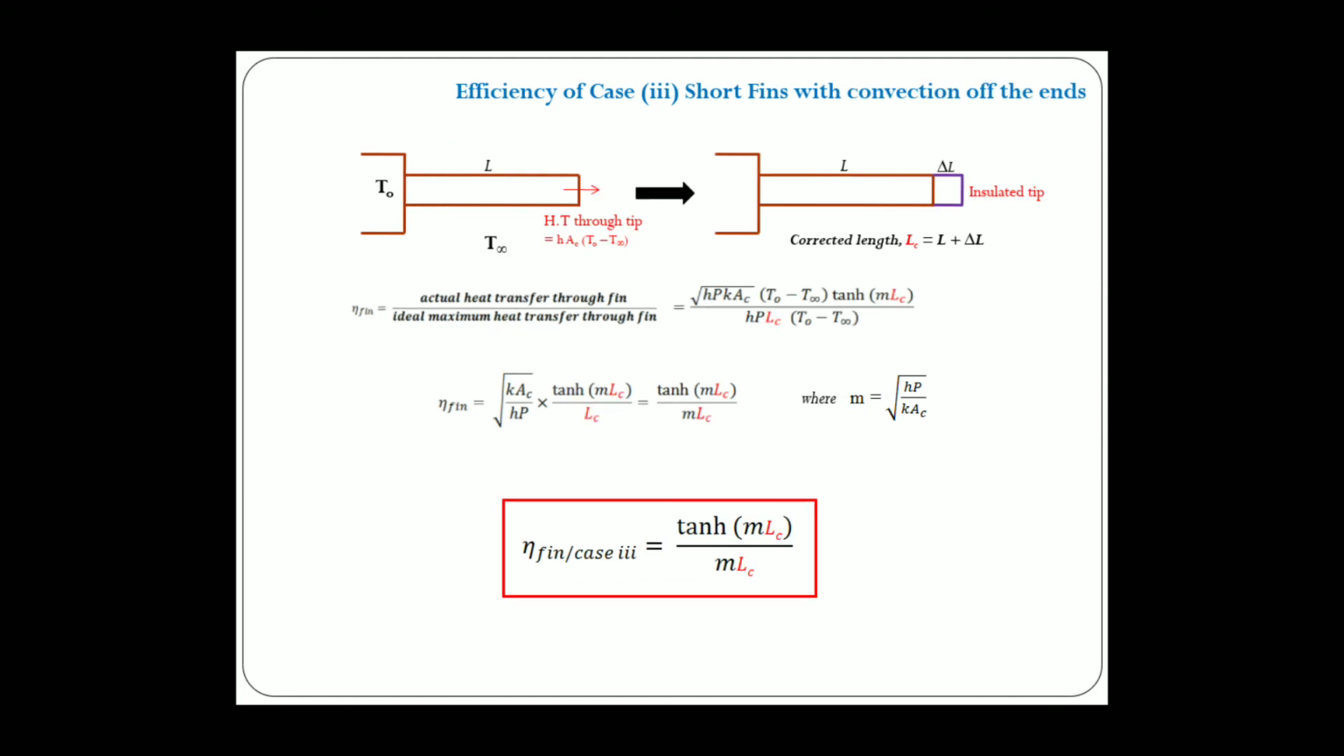Similarly, case 3 fins have a somewhat complex expression for heat transfer. As we already discussed, you convert it into case 2 by correcting the length using the corrected length approach. So L becomes L_c, equivalent to case 2. Now you can apply the actual heat transfer as root hPkA_c into (T0 minus T infinity) into tanh(mL_c). So the efficiency for case 3 fins will be similar to case 2. It is tanh(mL) by mL, here it will be tanh(mL_c) divided by mL_c, where L_c is the corrected length, L plus delta L, which we already discussed in the corrected length approach. So these are the efficiencies of the 3 cases of fins.